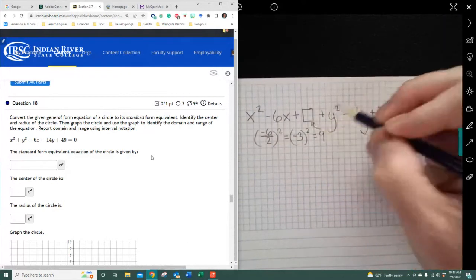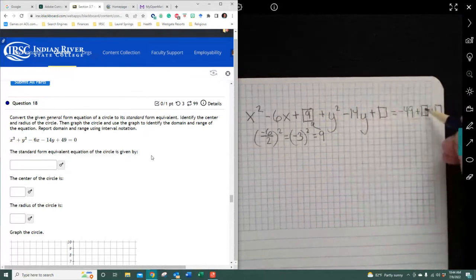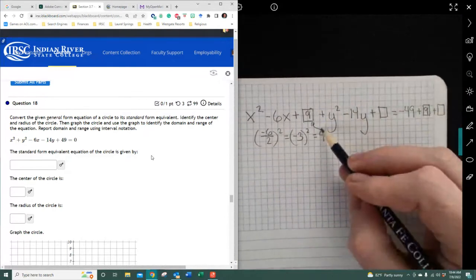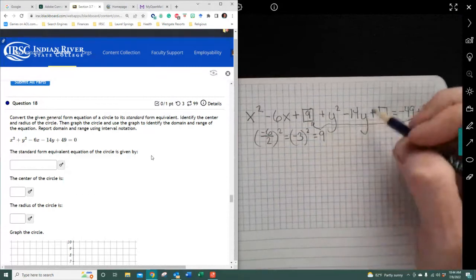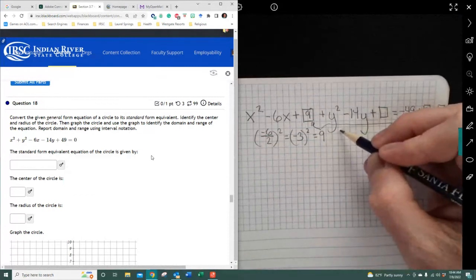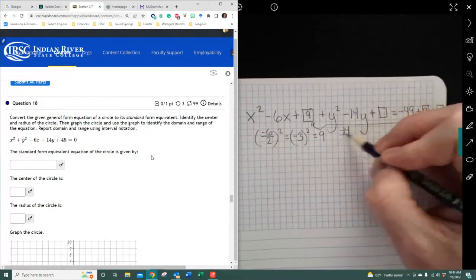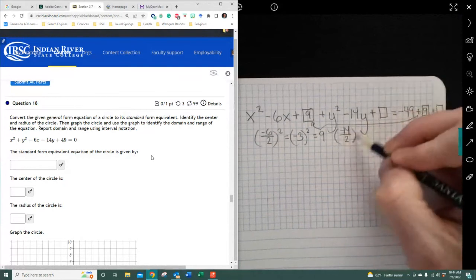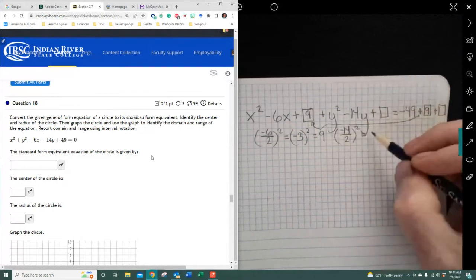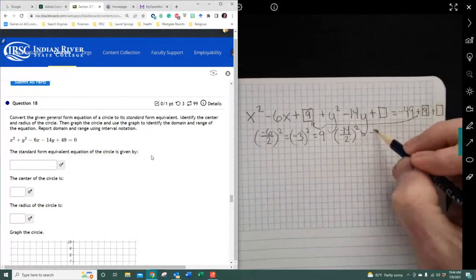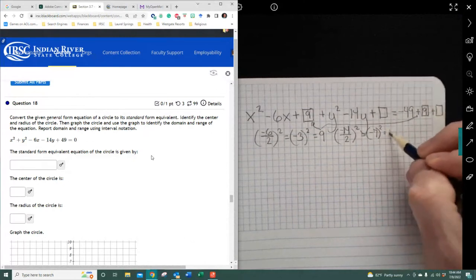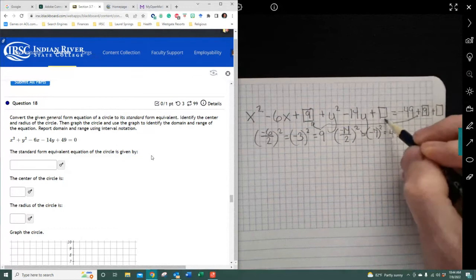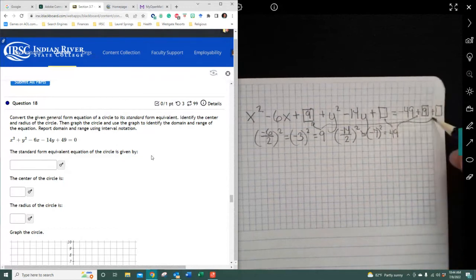And what I put in here, I put over here. All right, so it goes into both locations. Now I do the same thing for this. So it's going to be -14 divided by 2 squared. So half of b squared. So that would be -7 squared is 49. And what I add to here, I add to here.